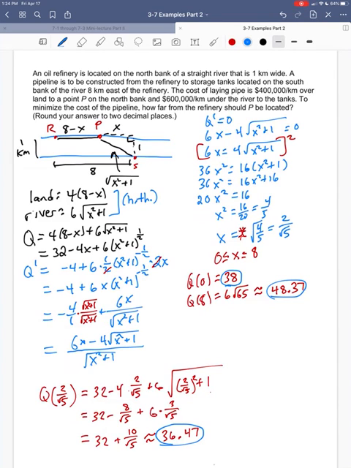Now it does say I'm supposed to be rounding my answer to 2 decimal places. Notice that the answer is how far from the refinery should P be located? Well, the refinery is here, P is here, so my distance is 8 minus x. So that's going to be 8 minus 2 over the square root of 5. And if you do that on the calculator, that ends up being about 7.11 kilometers.